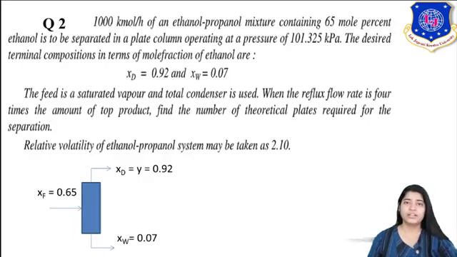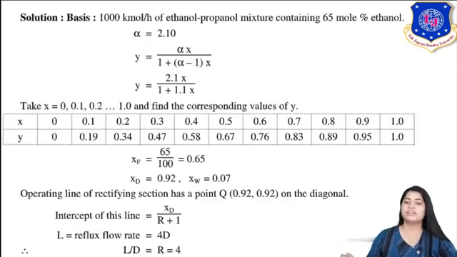So what are the important data here? Your feed is saturated vapor. Then the reflux flow rate is given. Reflux flow means the liquid which is sent back to the column, and it is equal to 4 times the amount of top product, meaning distillate. And the relative volatility is given as 2.1. So let's proceed. We are taking the basis as 1000 kilomole per hour.